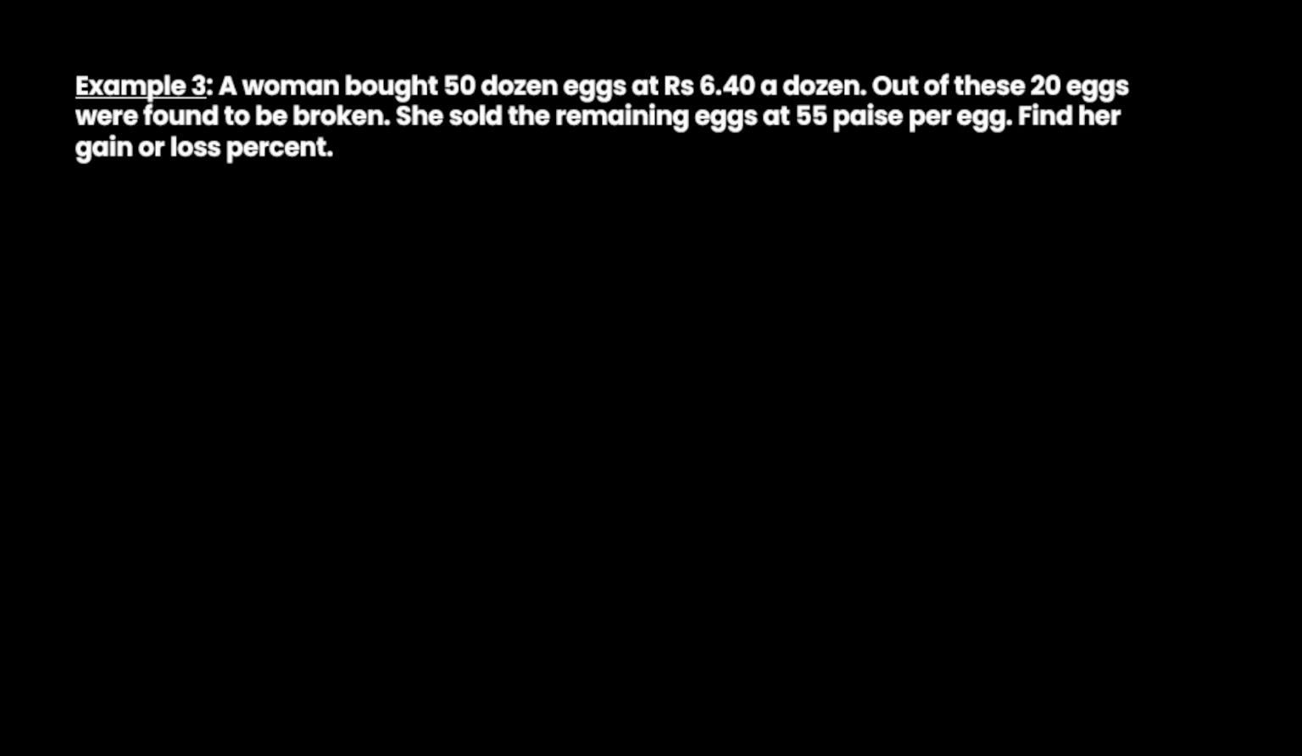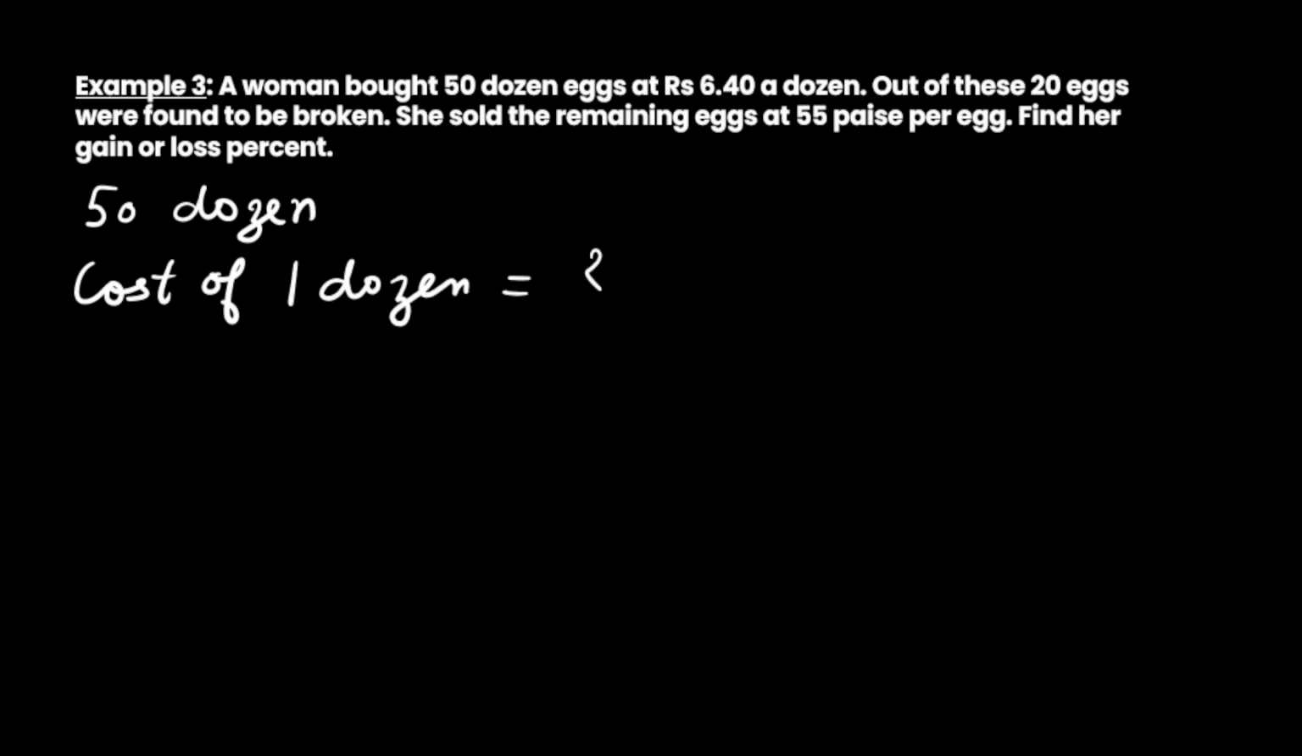What's given to us and what we have to find, let's figure out. A woman bought 50 dozen eggs at 6.40 a dozen. So she bought 50 dozen eggs. What is given to us? The cost of one dozen. Let us write it down as we are reading. Cost of one dozen is equal to 6.40. Out of these, 20 eggs were found to be broken.